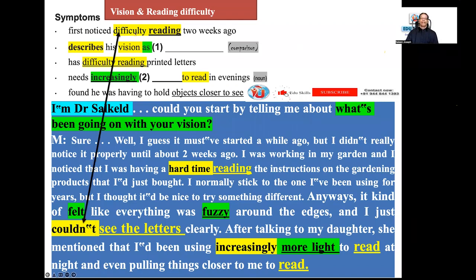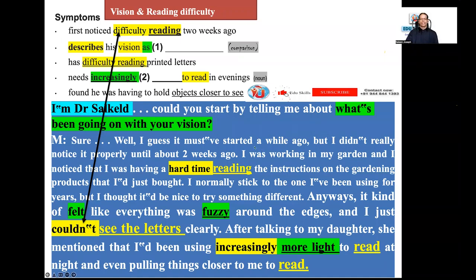I am just trying to connect difficulty reading. That is the main symptom, and the first notice the difficulty reading. That is the concept, you know, vision and reading difficulty. In the first part, symptoms, the focus is vision and reading difficulty. So reading difficulty is described and explained. So first answer says it was looking fuzzy. The printed small letters were looking fuzzy. So describing how it looks. Then difficulty reading printed, see, difficult reading, all this repeatedly used. See, reading, hard time reading, and couldn't see the letters means difficult reading. Increasing more, right, to read at night. So again, difficulty in reading.